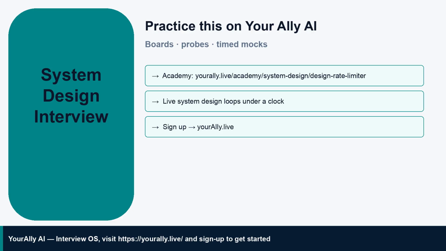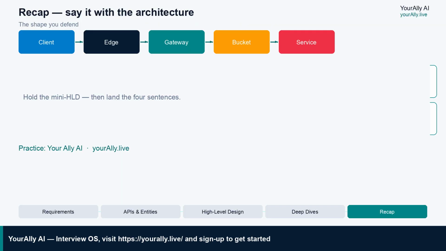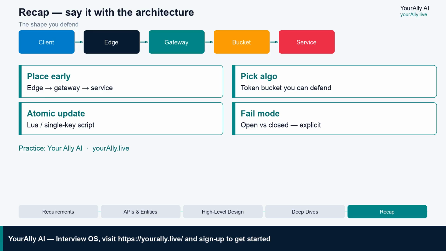Alright, closing checklist. Recap, say it with the architecture. 1. Place limits early: edge, then gateway, then service. 2. Pick an algorithm you can defend: token bucket with refill and burst. 3. Update atomically. Lua, not hope. 4. Say fail open or fail closed before they ask. Payments and public reads are different product calls. Hold the mini HLD: throttle before expensive work. Redis holds bucket state, the app is last. Redis INCR is a primitive, not your design.